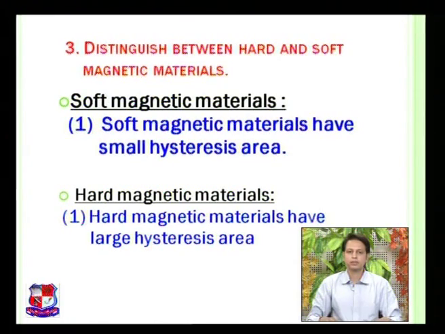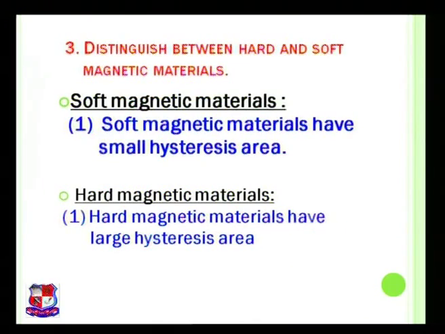The first point represents soft magnetic materials. Soft magnetic materials have a small hysteresis area. Friends, we have studied the hysteresis cycle. The area of that hysteresis cycle for soft magnetic material is smaller. If we distinguish it with hard magnetic material, the hard magnetic material has a large hysteresis area. So these are the 2 points through which we can distinguish soft and hard magnetic material.